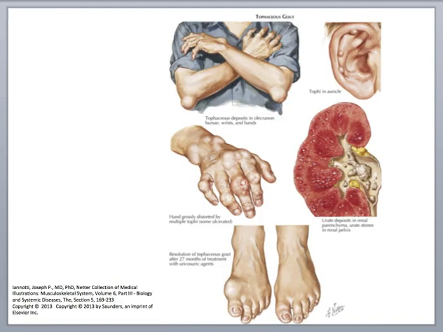This slide illustrates the classic sites of deposition of tophaceous deposits, classically on the elbows, the ear, the hands, as well as over the first metatarsal phalangeal joint. And you can see urate deposits as small stones in the kidney, as shown on the right.